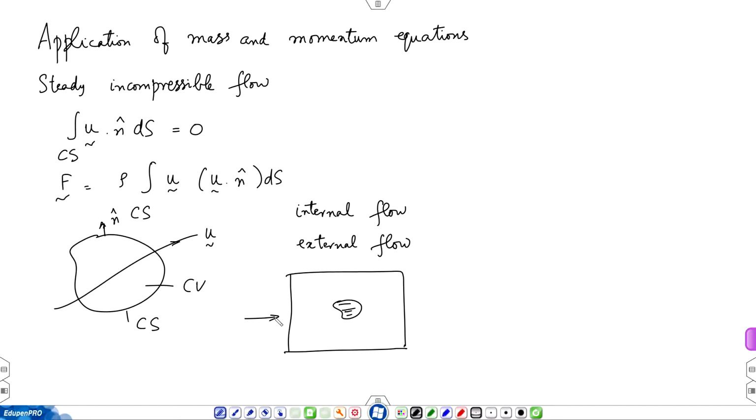Now, we have discussed the application of the mass and momentum equations when the control volume is filled with the fluid. So, in a problem of this type where you have a solid object inside, we create a multiply connected domain. That means, you have an outer control surface. This is the outer control surface and you have an inner control surface. So, this inner control surface just envelops the object and we apply the boundary condition u dot n equal to 0 over the solid surface.